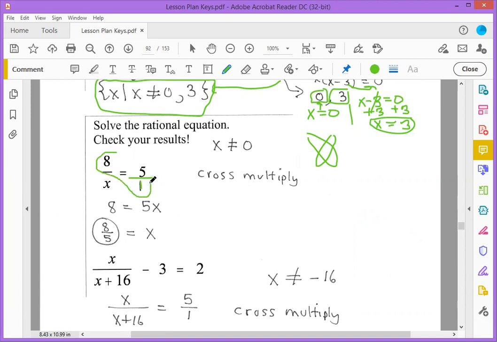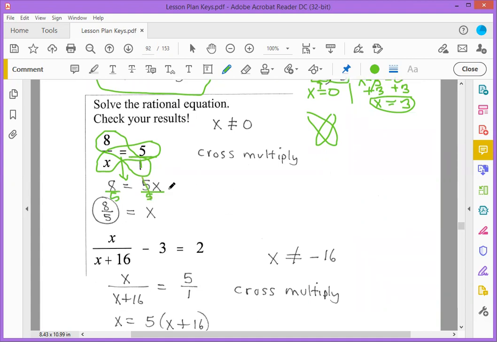So 8 times 1 gives us 8. Carry down your equal sign, and then the opposite product. x times 5 gives us 5x. We would solve this equation by dividing both sides of the equation by 5. The 5's are going to cancel on the right side, leaving x, and we have x equals 8/5. So we're done.